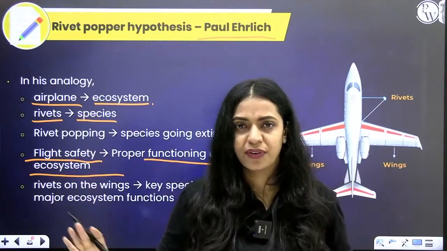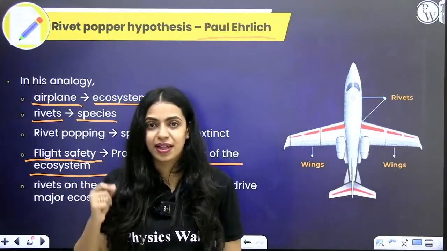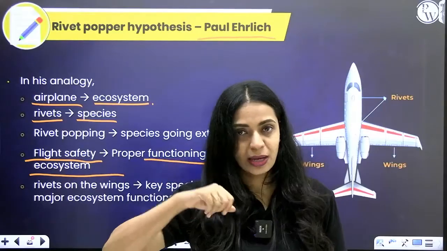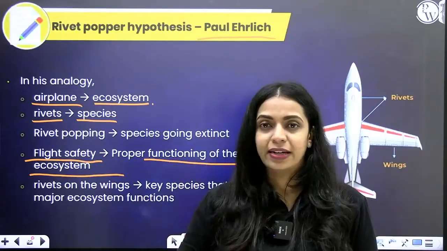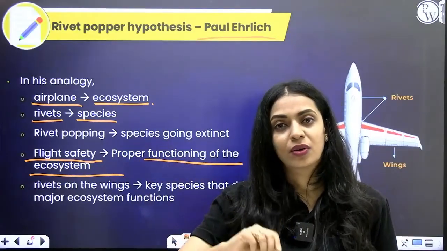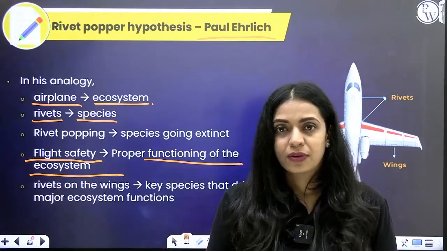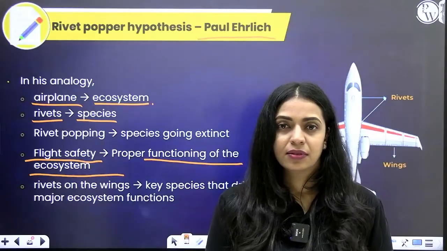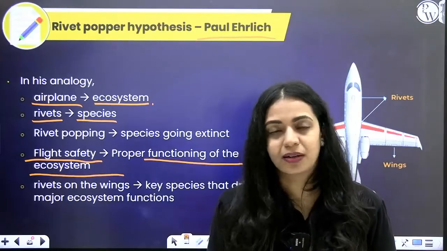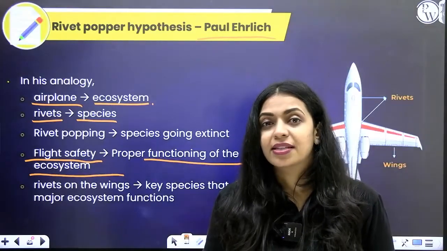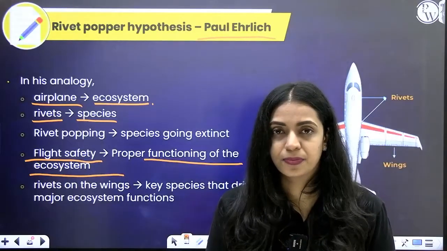Okay, so there are thousands of rivets, there are thousands of species in an ecosystem. Imagine every person that travels in that aeroplane pops one rivet each time and takes it home. Now you can kind of correlate popping of those rivets to species going extinct in an ecosystem. If a rivet is popped off from under the seat, it may not cause much difference to the safety of the aeroplane. Some species going extinct may not make that much of a difference to the functioning of an ecosystem.